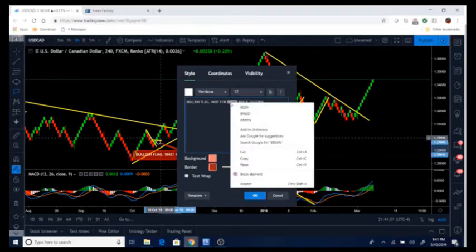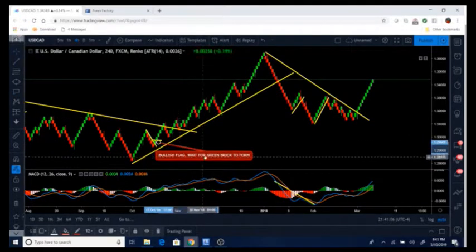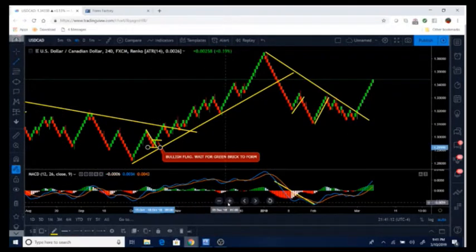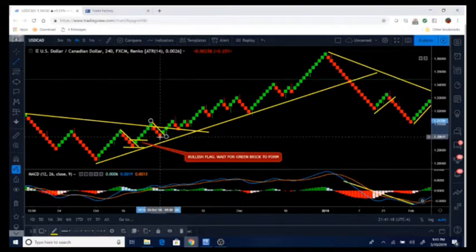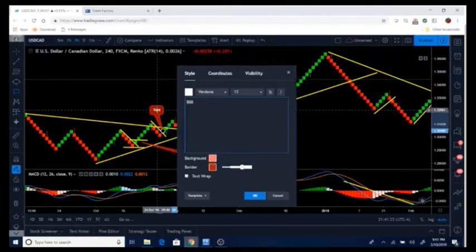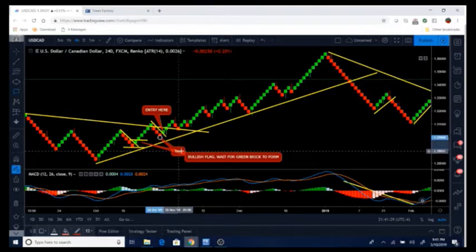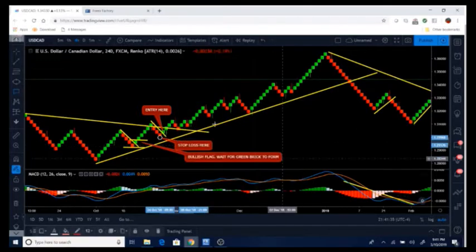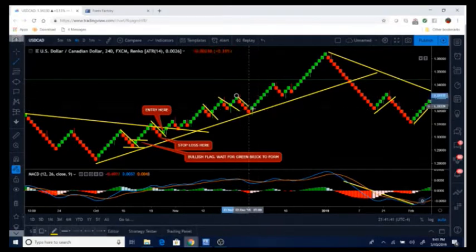Wait for a green brick to form. And then, look, my stop loss is right below that flag right there. Every single time, right? I got a pullback. Green brick forms. My entry is here. Stop loss right below the red brick, the previous red brick. Stop loss here. Every single time. For every flag that you see. Flag, flag, bigger flag, right?